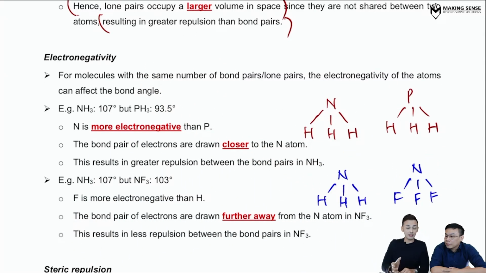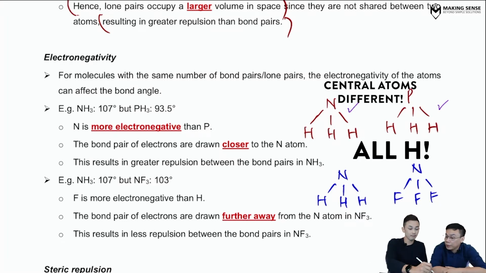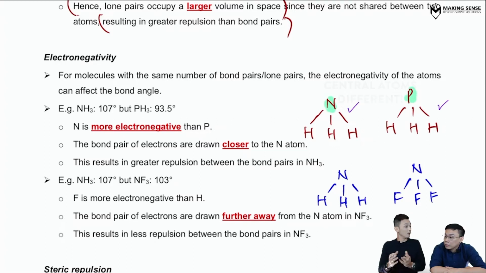Now, I've drawn a few examples here. Let's take a look at ammonia, NH3, as well as PH3. Now, what's the difference between them, Mr. Yap? So the difference would be the terminal atoms are the same, they are all H, but the central atom is different. Okay, so the central atom, they are different, and therefore they become our focus in this case.